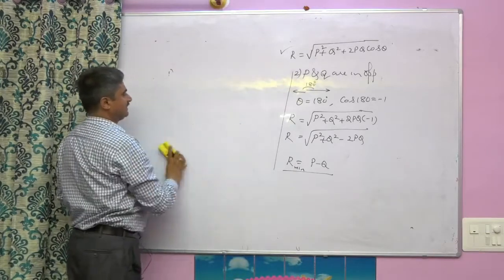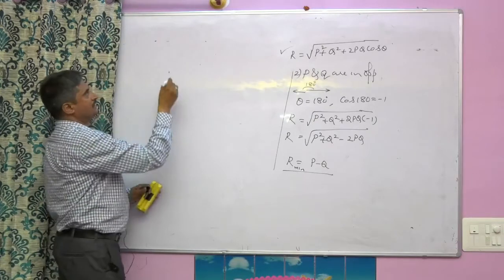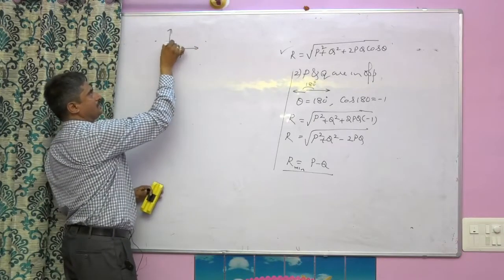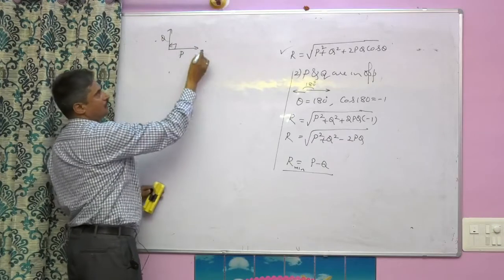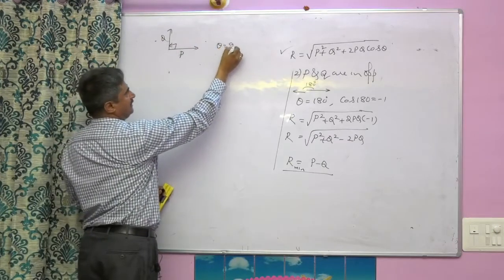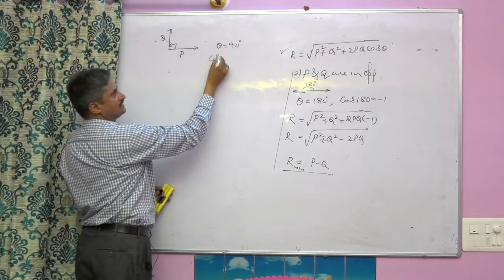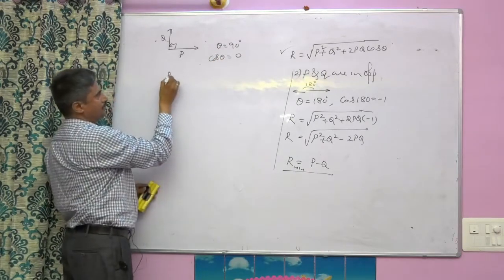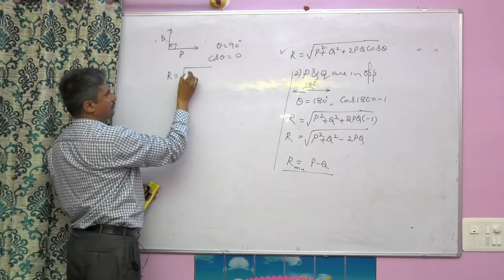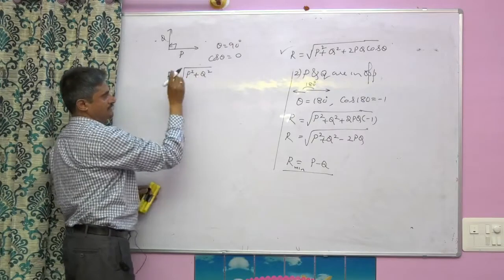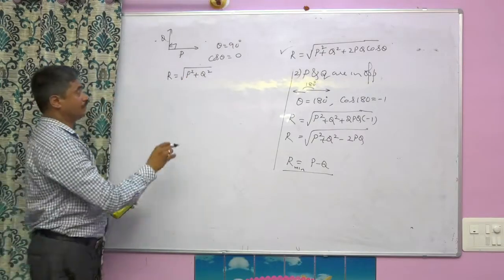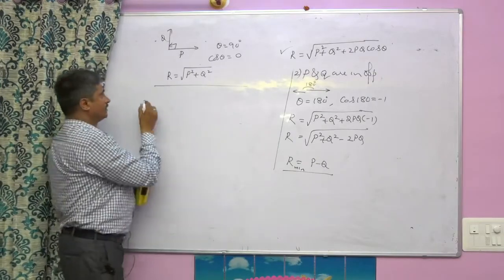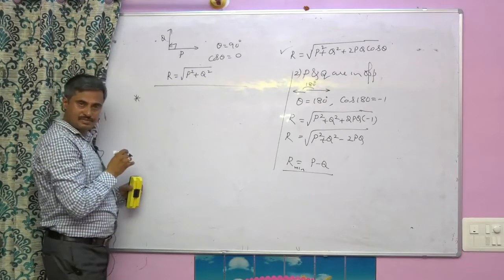What happens if theta is 90 degree? Theta 90 degree means P and Q are perpendicular. So, theta 90 degree, cos theta is cos 90, that is equal to 0. Therefore, our R becomes square root of P square plus Q square. Very simple. This is a very important case.